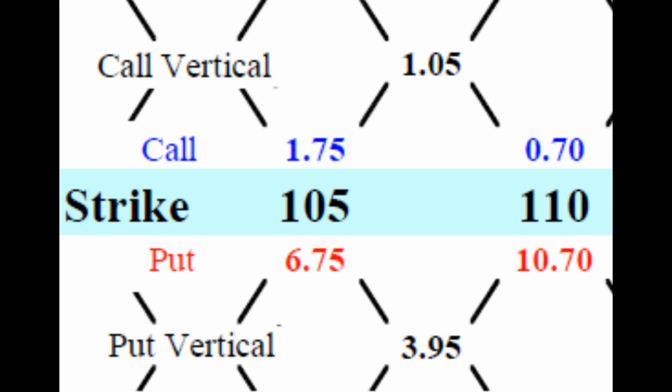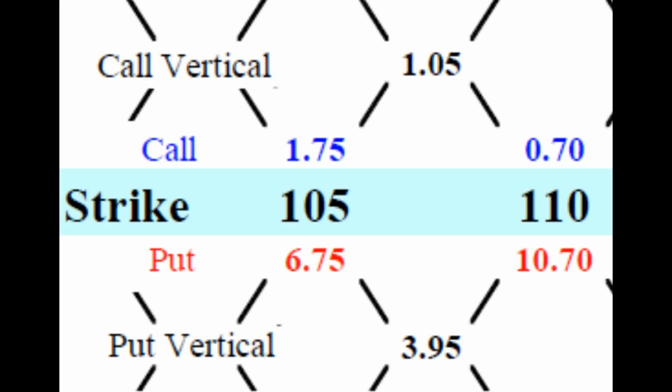Have I lost anybody? This spread, the 105 puts are purchased on the spread, and they're purchased at 675 right here, and they're worth 5 at expiration. So far we're down 175.